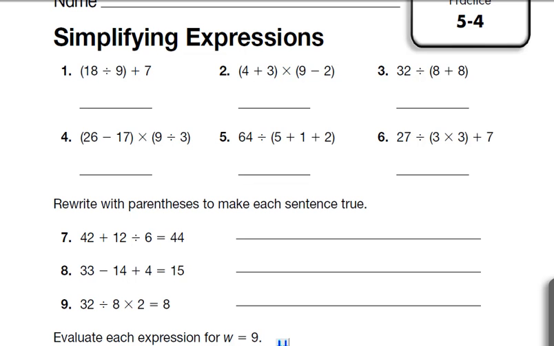Okay, good evening, boys and girls. We are on 5-4 today. We are simplifying expressions, and we're using order of operations to do that.